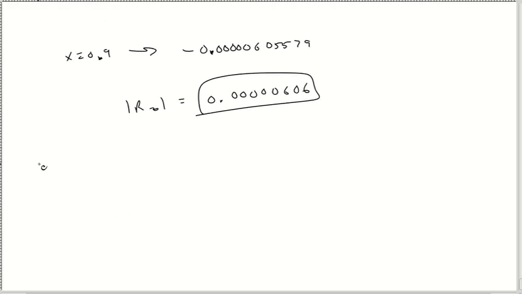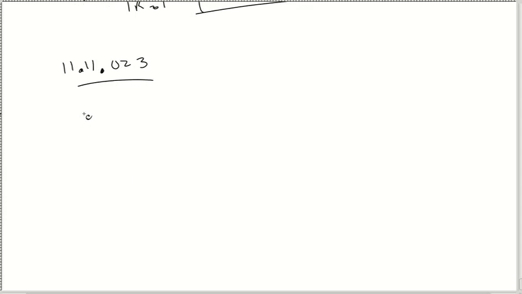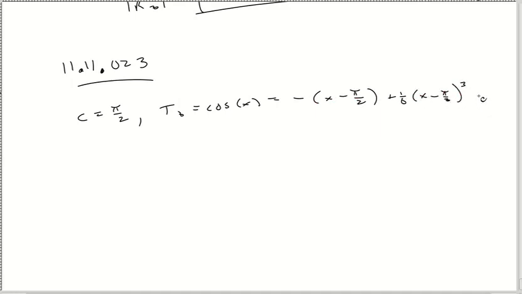Okay. Oh man, this is one of my favorites ever. This is my favorite problem in this section for sure. So they say c is equal to pi over 2. T3 of cosine of x is equal to negative (x minus pi over 2) plus 1/6 (x minus pi over 2) cubed, plus R3 of x. So they're saying there's a little extra remainder that we don't really know, whatever. And they're saying use this to approximate the value of cosine of 80 degrees.